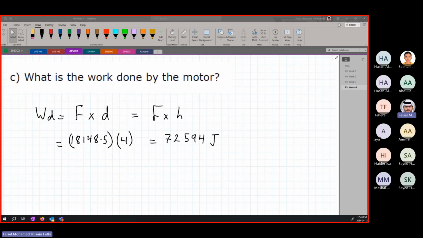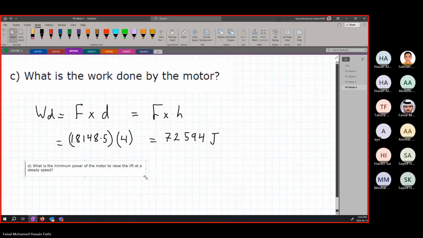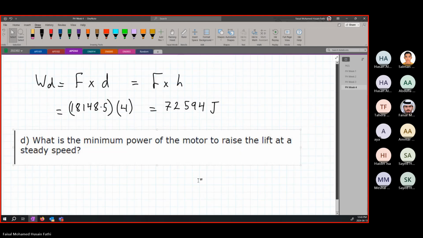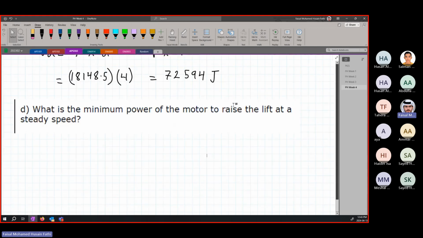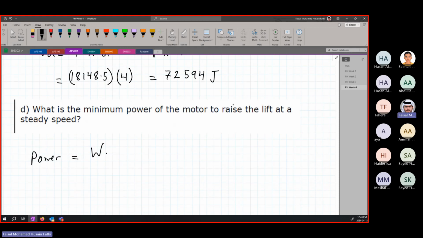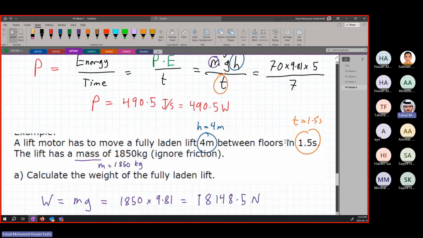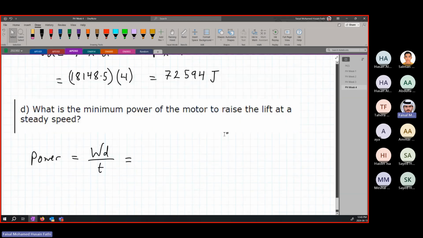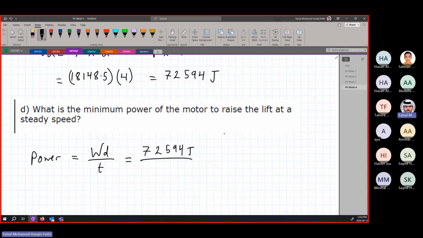And now the last part says, what is the minimum power of the motor to raise the lift at a steady speed? The minimum power we need is supposed to be equal to the minimum work needed for this force. So power is equal to work done over time. What is work done? We already found it from the previous question. And what is time? It's given to be 1.5 seconds. So we directly just plug this in: 7258 joules over time, which is 1.5 seconds.